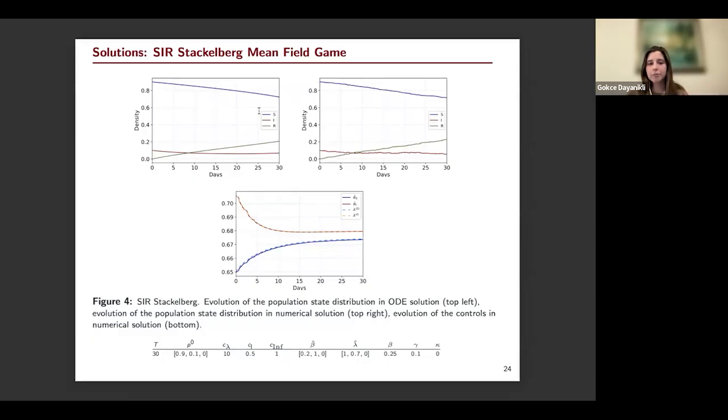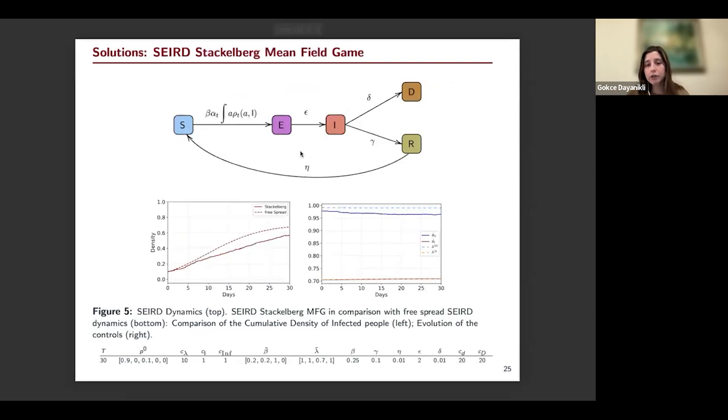These two examples were more like a sanity check. What we wanted to do later on is looking at a more extended problem, and we are looking at more health statuses. For example, we have the exposed people here, and we are adding the deceased people. The transition rates are shown here. We have the mean field interactions, again, this time from susceptible to exposed people.